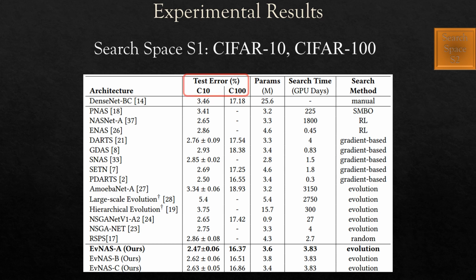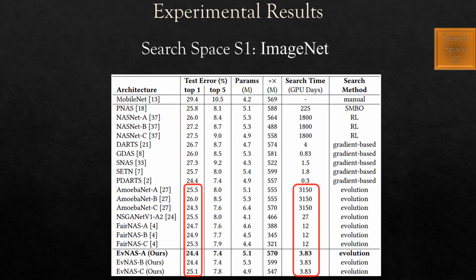The results are given in terms of test error, so the lower the value, the better it is. As seen here, on comparing to previous evolution-based methods, our method outperforms them. This is achieved while using significantly less computational resources. On transferring the searched architecture on CIFAR-10 to the ImageNet dataset, we get similar results.